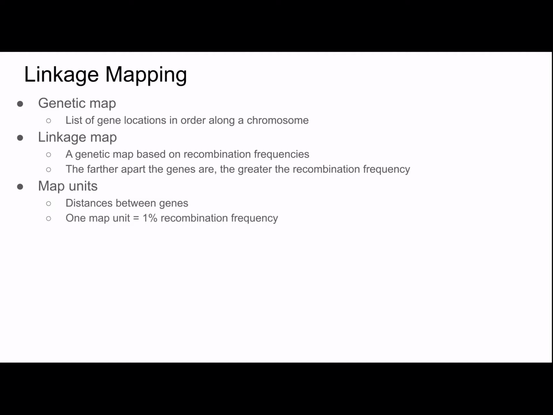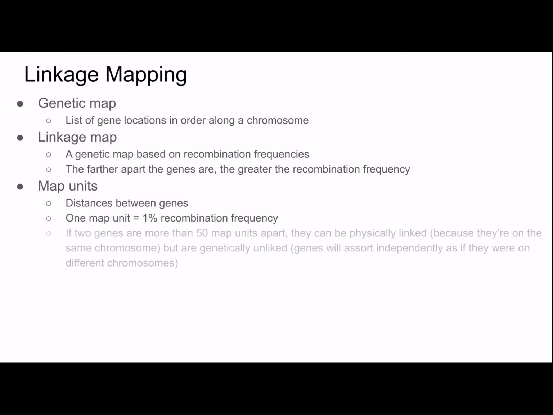So again, as you can see, the closer apart they are, the lower the recombination frequency. The further apart they are, the greater the recombination frequency. If two genes are more than 50 map units apart, they can be physically linked because they're on the same chromosome, but are genetically unlinked because they will assort independently as if they were on different chromosomes because they're so far apart.